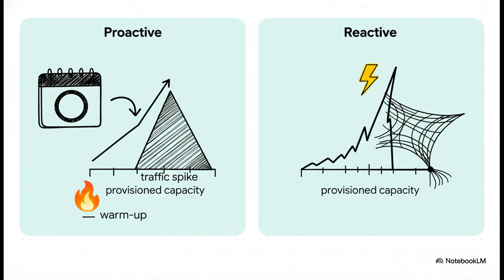Warm Throughput is your planning tool. If you know you've got a huge product launch at 9 a.m. on Friday, you can pre-warm your table, cranking up the capacity beforehand so it's ready for that flood of users.